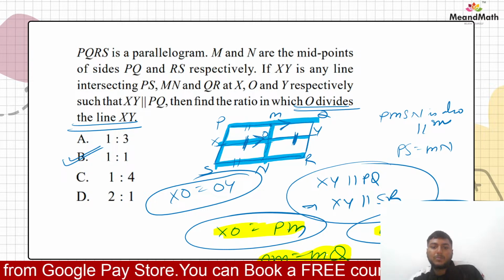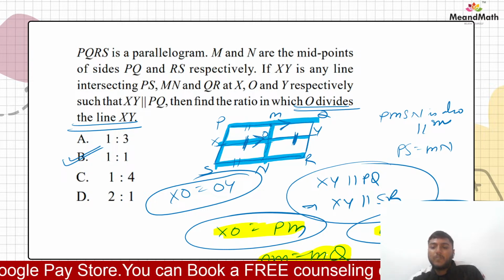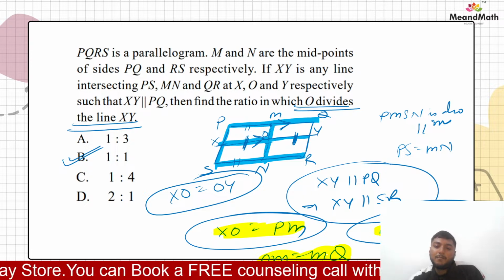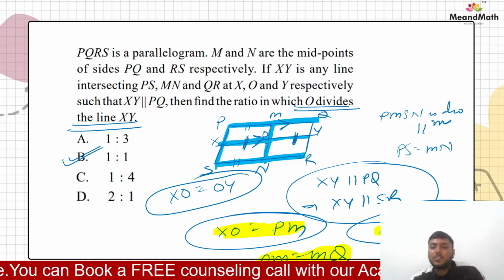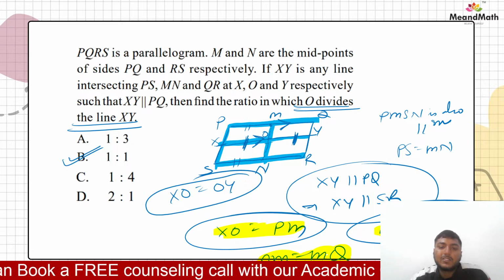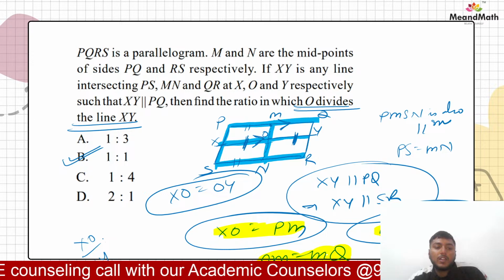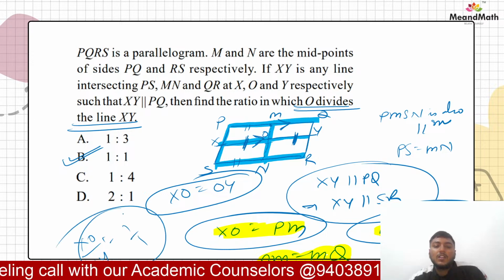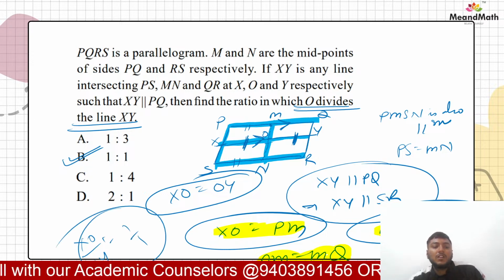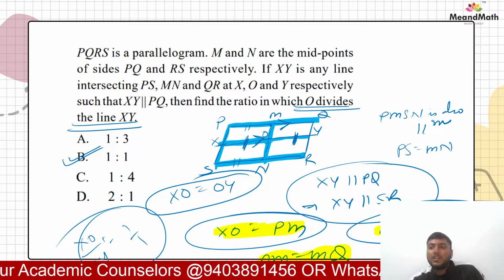सी बेटा, XO PM के बराबर है, MQ OY के बराबर है, लेकिन PM is equal to MQ, right? So from these three equations we can get XO is equal to OY. Now if I take XO upon OY, so the ratio would be simply 1:1, right? So that is why option B should be correct.